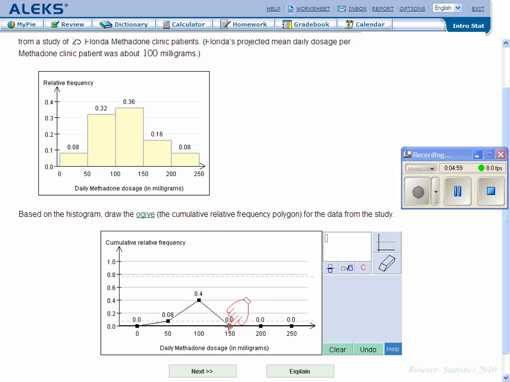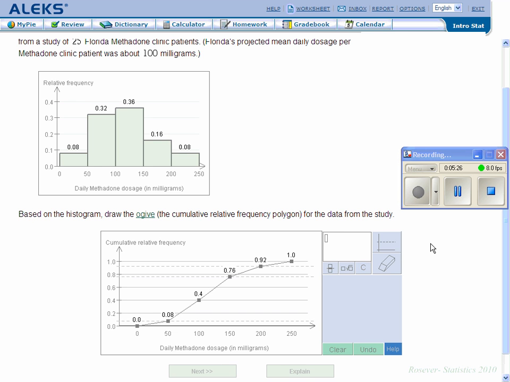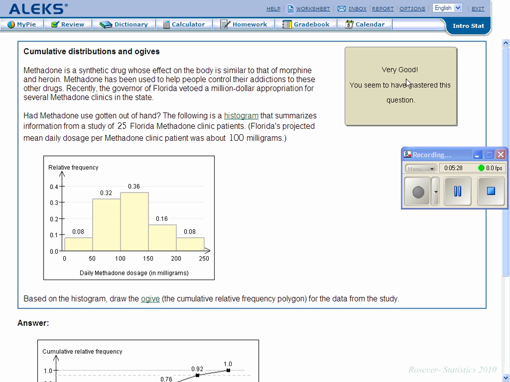So 76%, we're at the 150 dosage level or less, 150 milligrams. Okay, if I take 76 and add 16, I get 92. So I'm going to do a 0.92 here, hit that button, drag it up, there we go. And my last one is always at 100. And that's it. Very good. We've mastered it. I hope that's helpful. Adios.